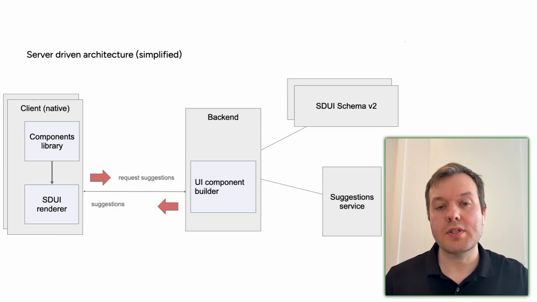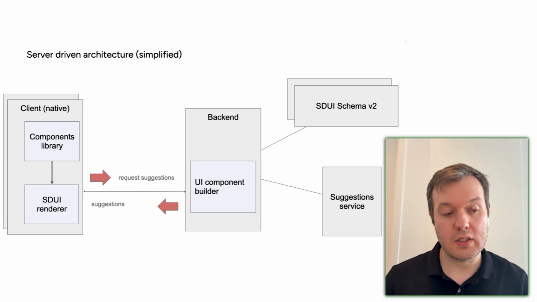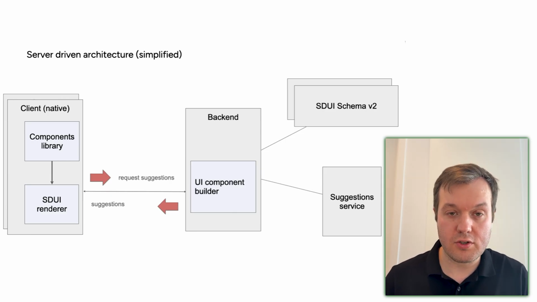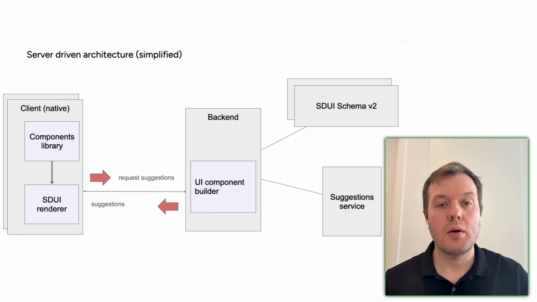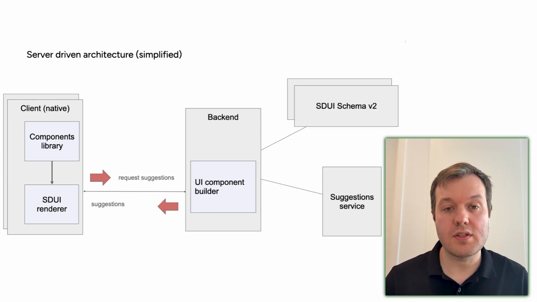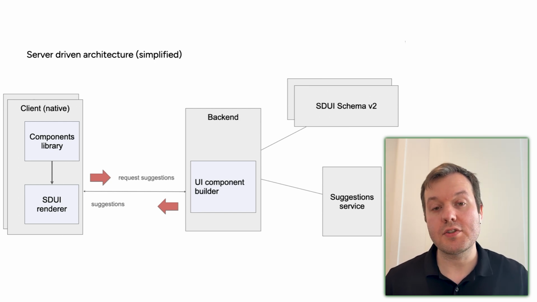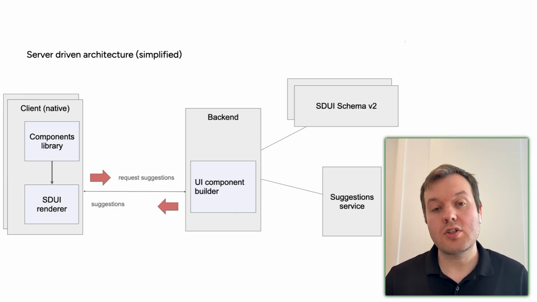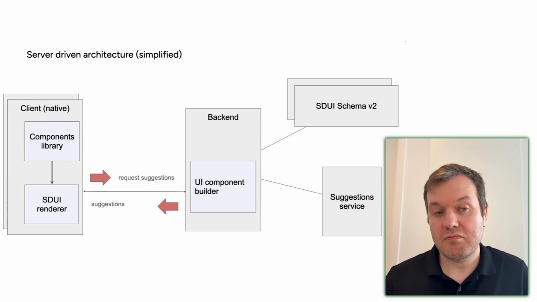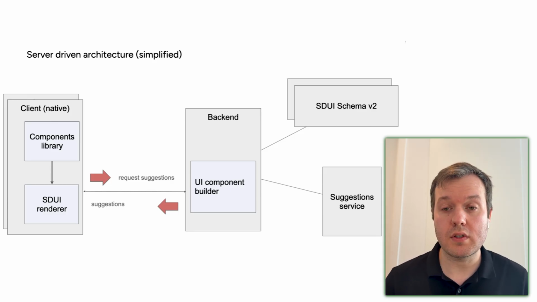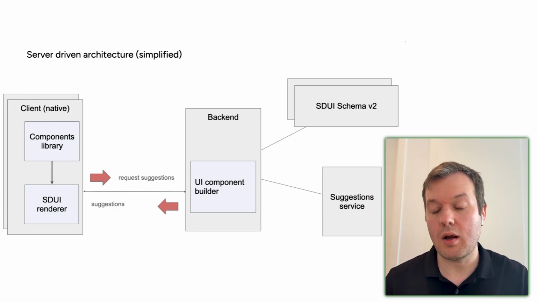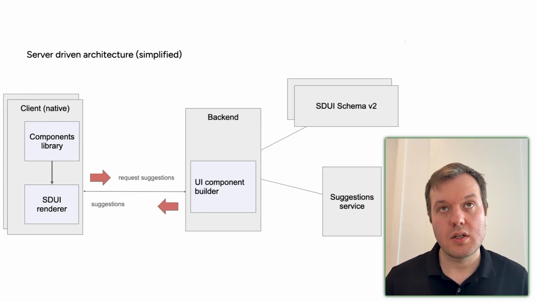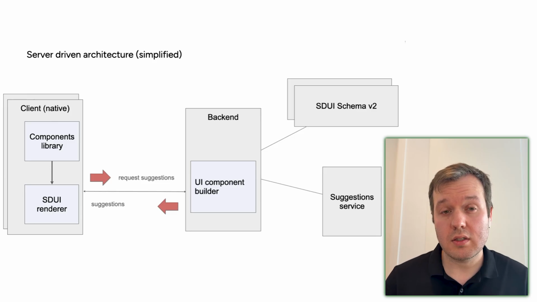And the first thing is to generate some content, generated suggestions. After that, on this slide, we have the SDUI schema, let's say version 2, that defines how all these suggestions should look. And the definition of the schema is the responsibility of the front-end developers. So whenever you need to build a new feature, you go ahead and update the schema.